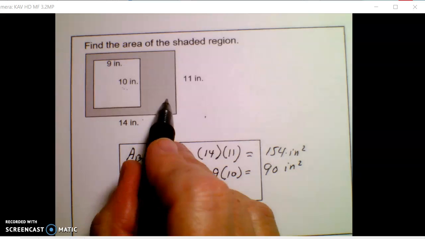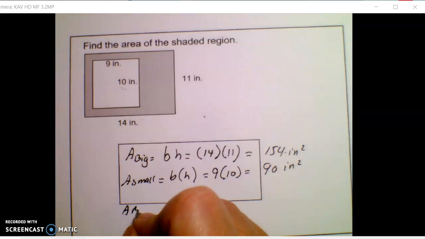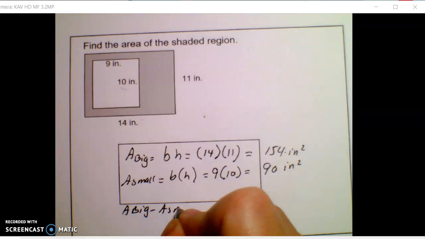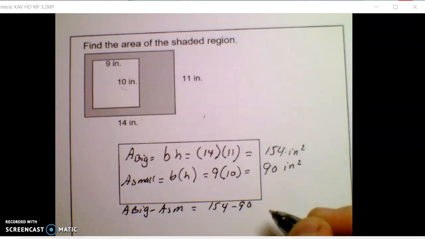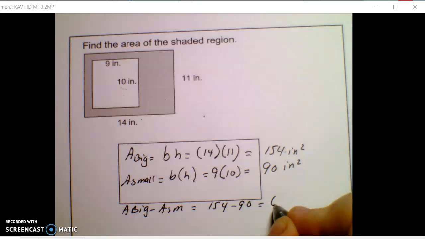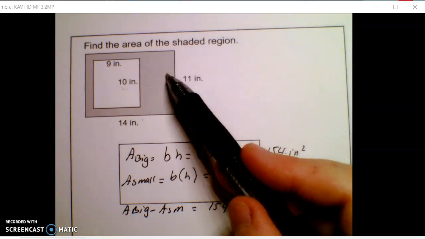We want to take the big and subtract that white part. So area of big minus area of small equals 154 minus 90. That would be 64 inches squared. That's the area of the shaded region.